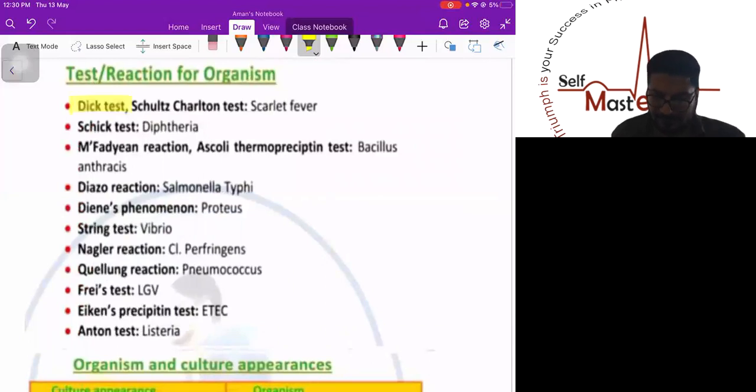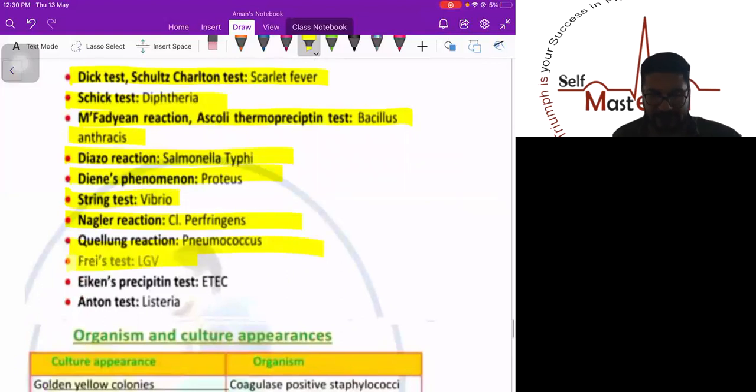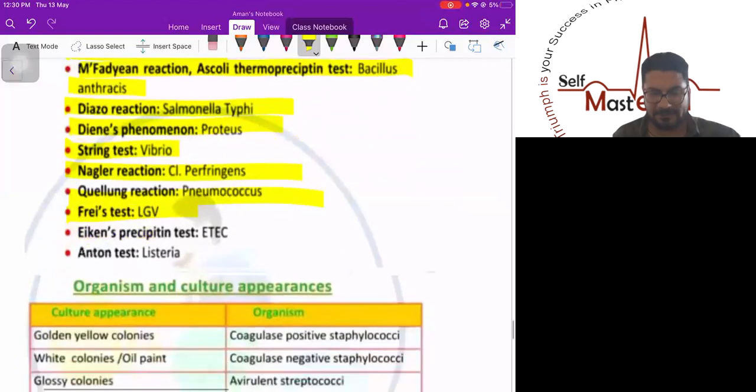Dick test, Schultz-Charlton test for scarlet fever, Schick test for diphtheria, mixed Faden reaction, Ascoli's thermoprecipitin test for Bacillus, diazo reaction for Salmonella, Dienes phenomenon for Proteus, string test we do for Vibrio, Nagler reaction for Clostridium perfringens, Quellung reaction for pneumococcus, Frei test for LGV, Elek's precipitation test for toxigenic strains, Anton's test for Listeria.